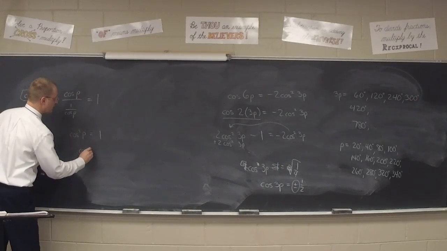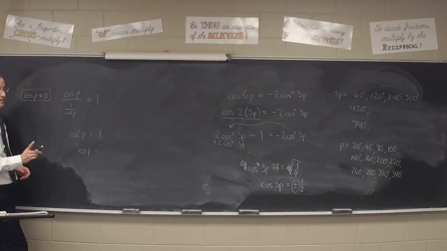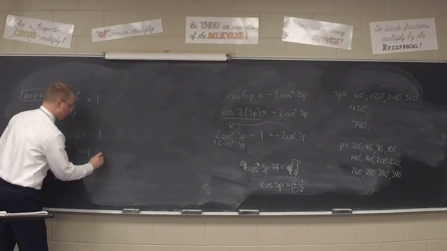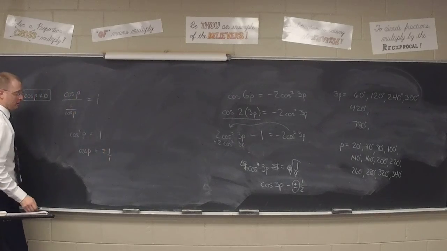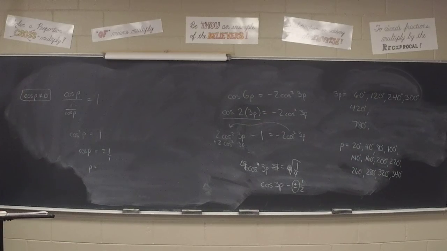Does it give you 1 when you take the square root? The square root of 1, yeah, it gives you 1. He's half right. Positive, negative. Positive, negative 1. You do positive negative 1 over 1. And you know cosine equals positive negative 1 over 1, and that's 0 degrees.